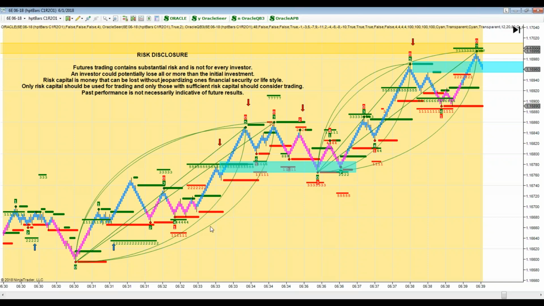Now, I'll point out the wave 2 setups as we go along here, but this video is only going to concentrate on the wave 5 setups. The wave 2 setups will be the subject of another video.